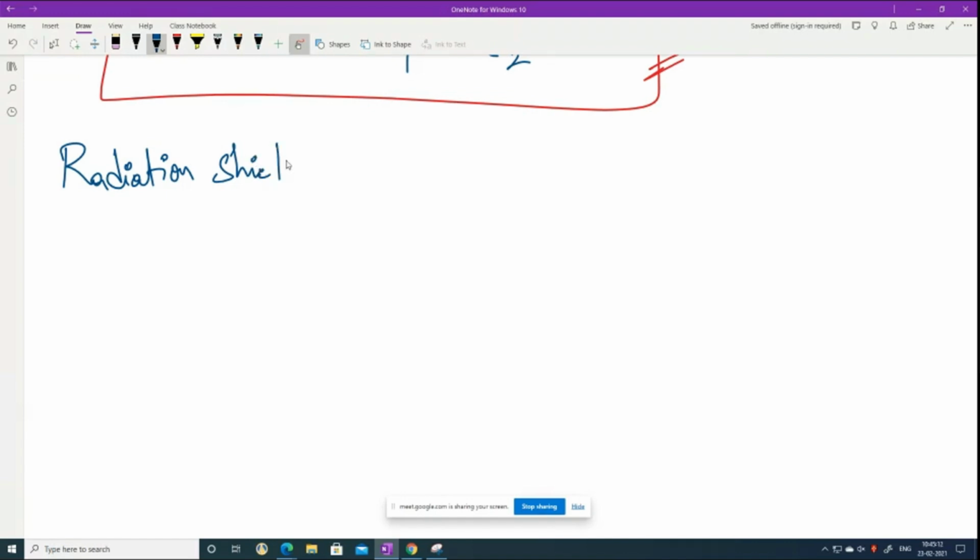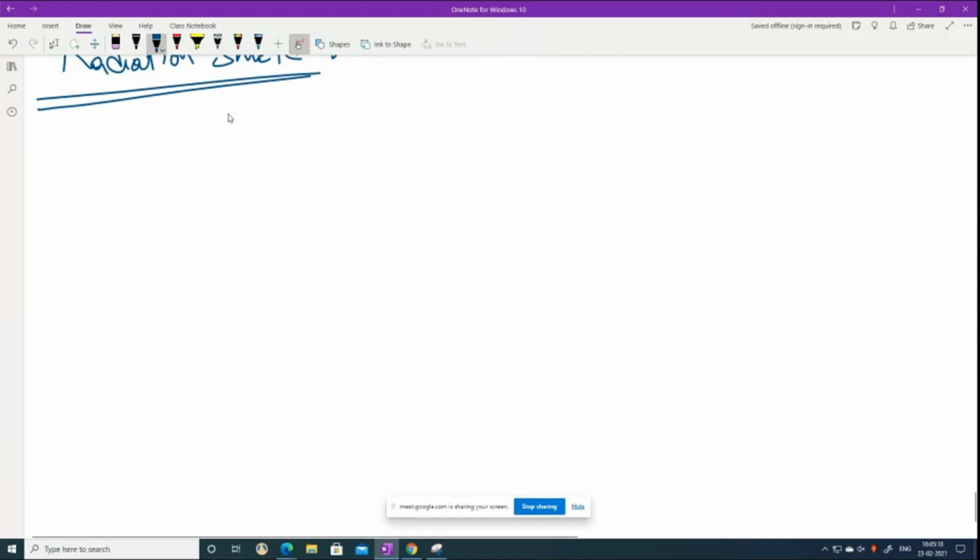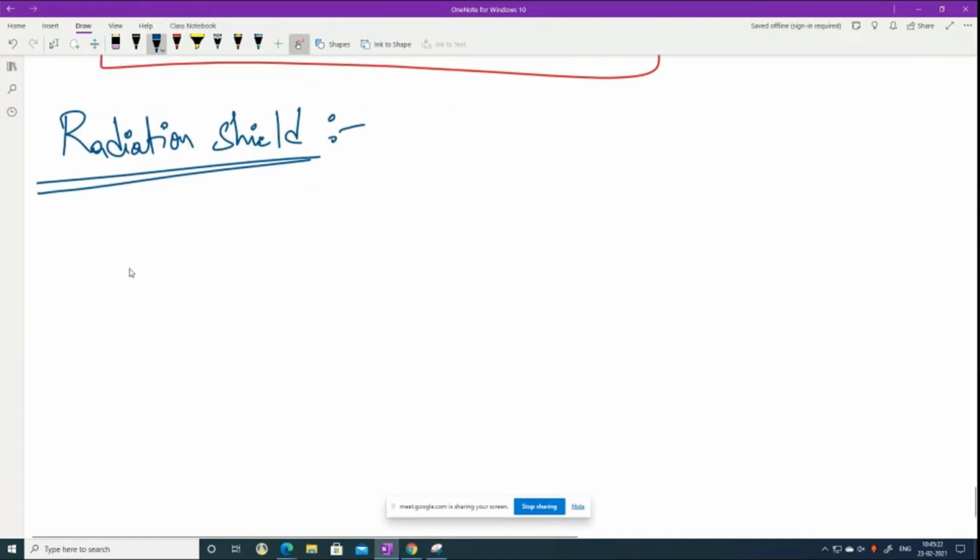Radiation shield. What is this radiation shield? Let us see. So the radiation shield means you want to reduce the radiation heat transfer between the two bodies. Here you have two bodies. You don't want the radiation to happen. Then what will you do?